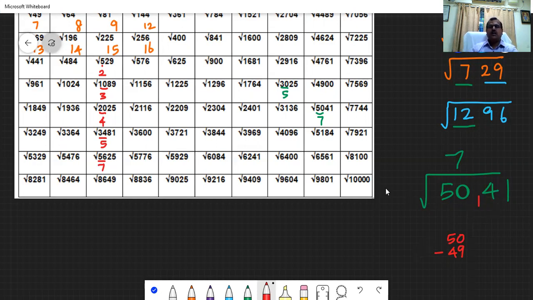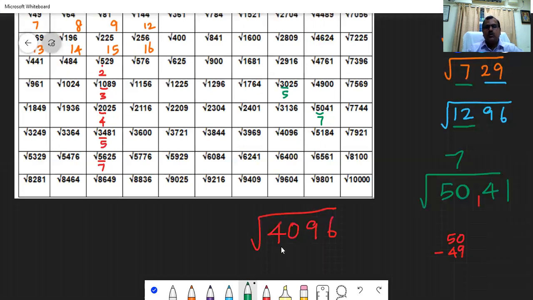Now I will take one more. Then a 3-digit number's square will come. 3 square is 9. Take 4096. What is your first part? 40. In 40, what is your square root? 6 sixes are 36. Subtract: the balance is 4. You have to write the 4 in front of the 9. Read it as 49. Understand?